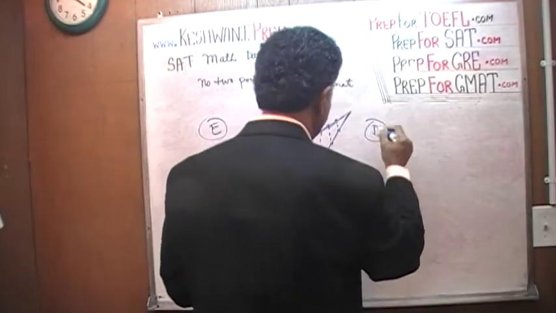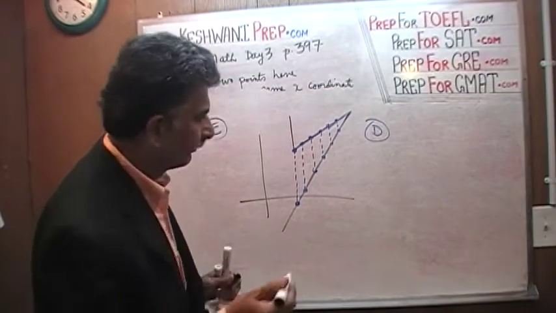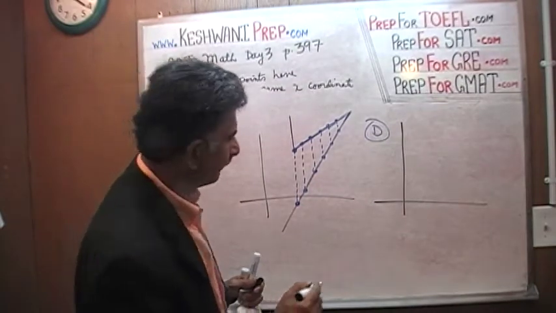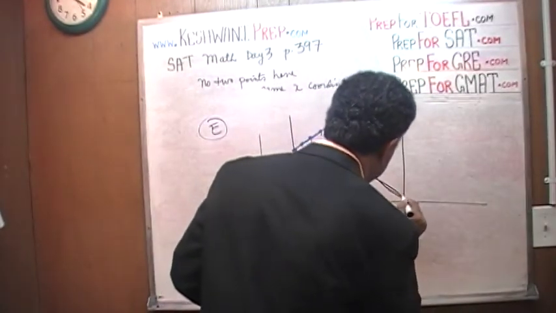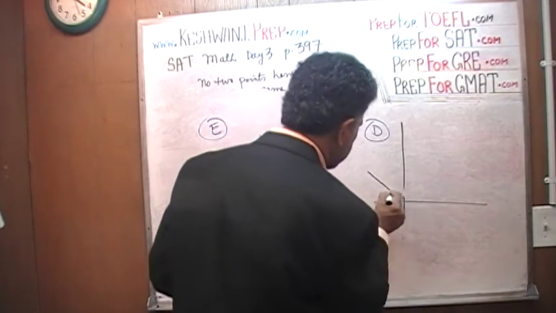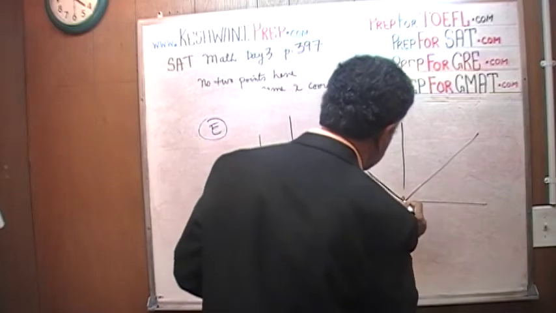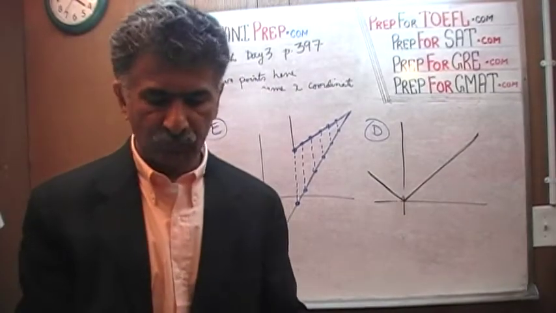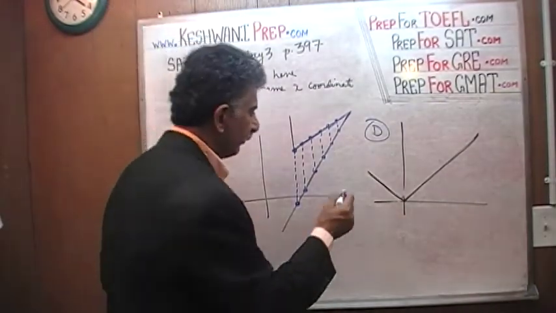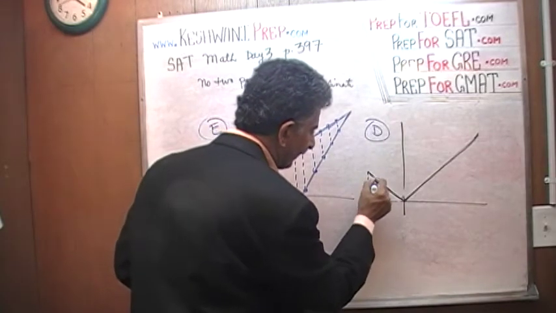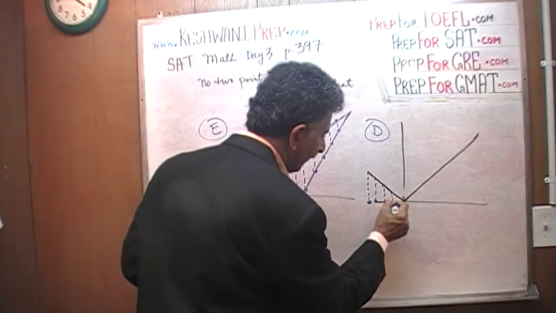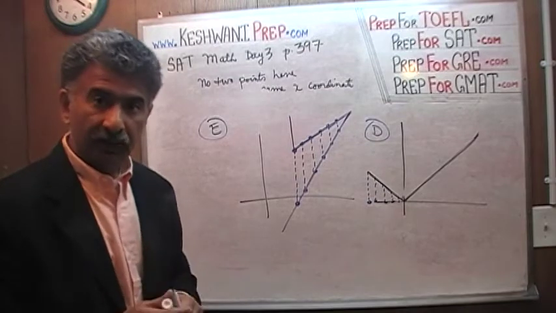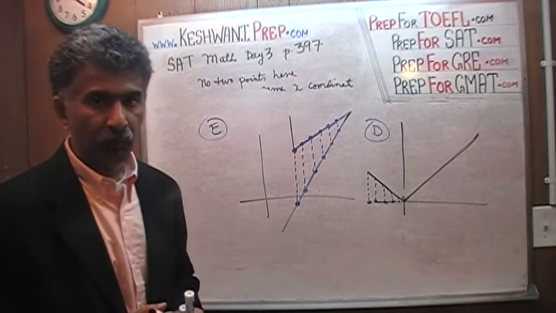Let's take a look at D. In D, they give you something like this. In this graph, every single point has a distinct x-coordinate. I'm going to say it one more time. Every single point on this graph has a distinct x-coordinate. There are no 2 points in this graph with the same x-coordinate. There are several points here with the same y-coordinates, but there are no 2 points with the same x-coordinate.